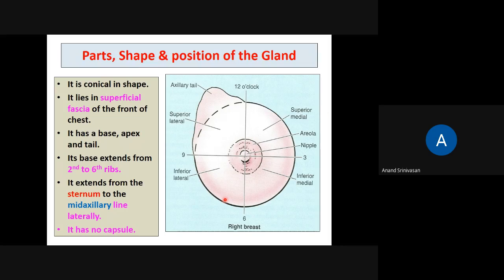Okay, and the elevated area is called the nipple, and surrounding this nipple there is a darkly pigmented structure which is referred to as the areola.